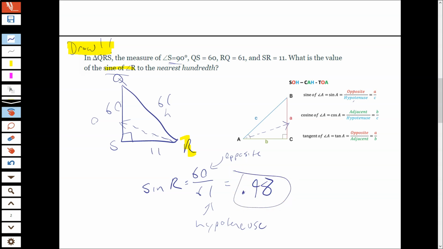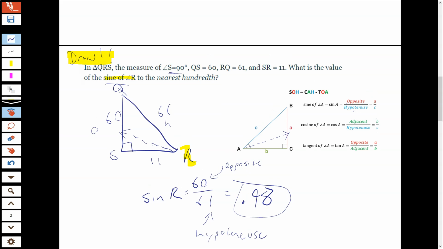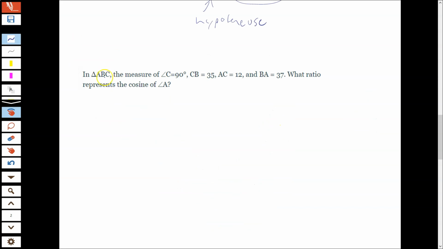Okay, let's look at another one. Make sure you pause and get this in your notes if you have not already. Okay, here we have triangle ABC, and we're given C is the right angle, and then a bunch of measurements, so I need an A and a B. I'm going to put A up here. It does not matter as long as you label your sides consistently. So from C to B is 35 units, it says. From A to C is 12 units, and from B to A is 37 units.